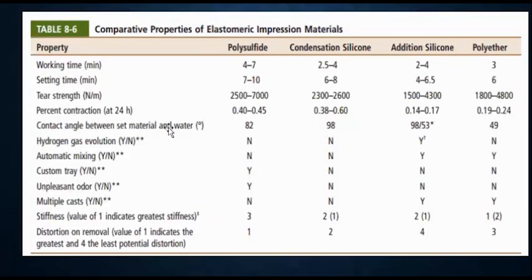Now coming to the properties. Polysulfide has a working time of 4 to 7 minutes, condensation silicone 2.5 to 4 minutes, addition silicone 2 to 4 minutes, and polyether 3 minutes. The setting time is longest in the case of polysulfide, 7 to 10 minutes, and tear strength is highest in polysulfide, as mentioned earlier, 2500 to 7000 grams per centimeter. Contraction is more in the case of polysulfide and least in addition silicone.